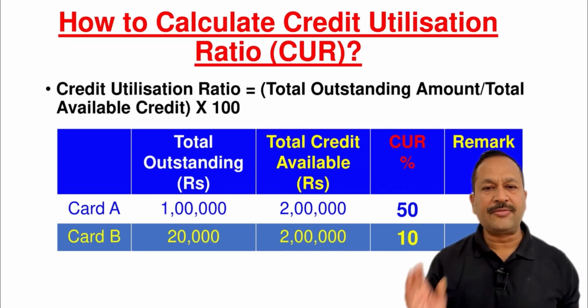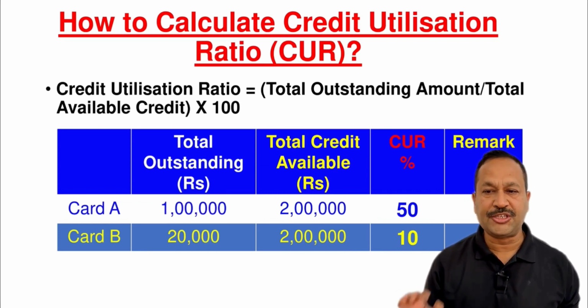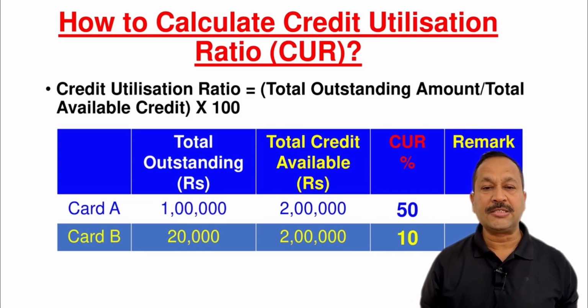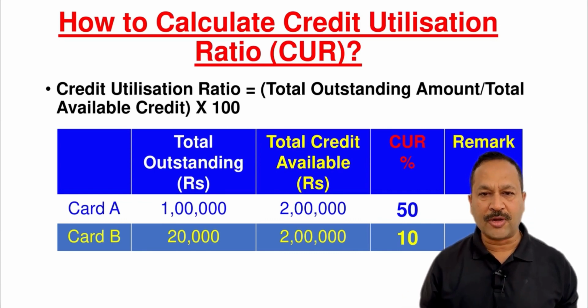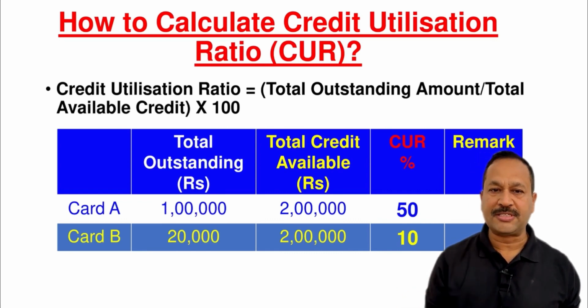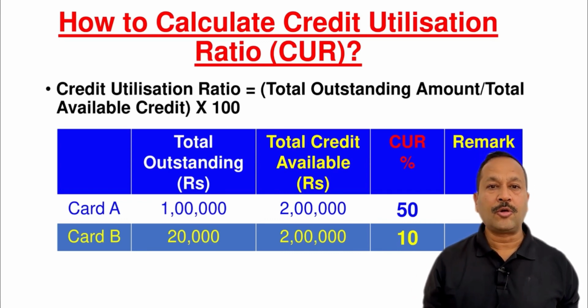Let's take you have two cards, card A and card B, with both having the total credit limit of rupees 2 lakh each. Now, let's take person A having card A utilizes the total credit of rupees 1 lakh, that is his total outstanding. So his credit utilization ratio would work out to 50%. Let's take I'm using card B and I only have rupees 20,000 outstanding against my card. So my total credit utilization ratio would be just 10%.